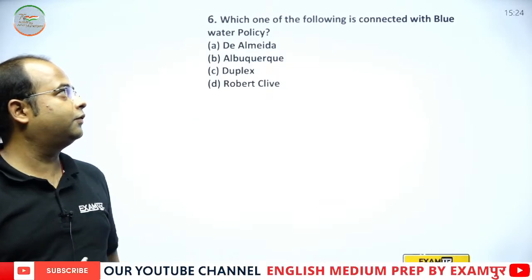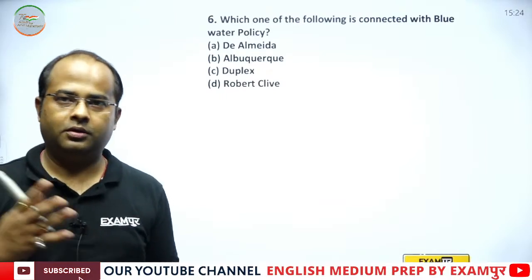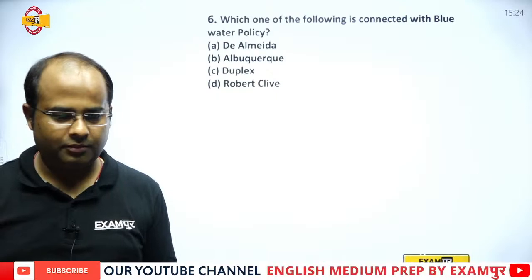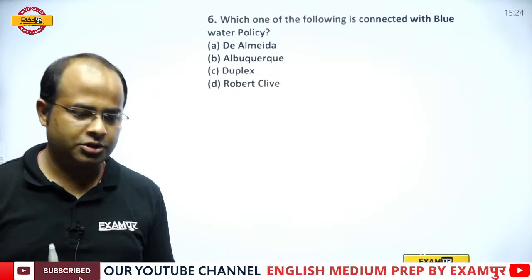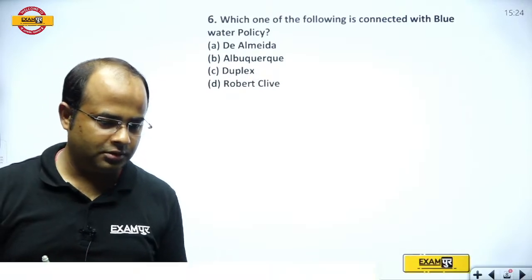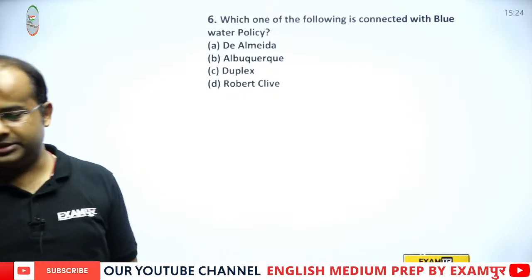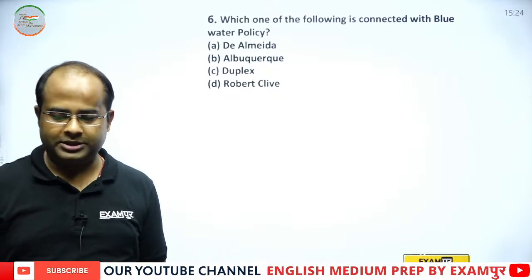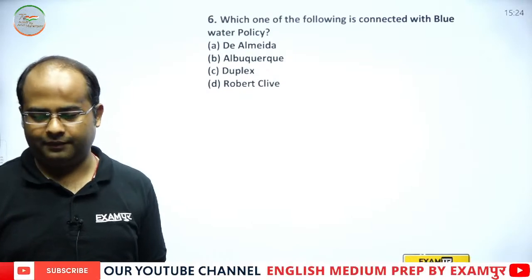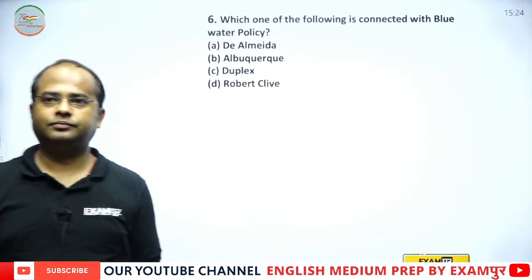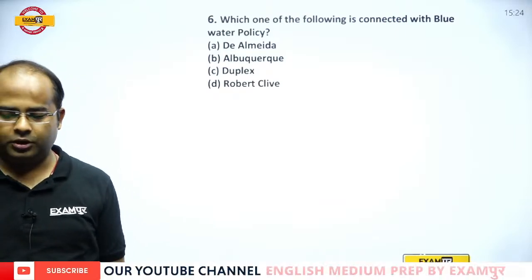Now, which of the following is connected with the blue water policy? So out of these 4, not all are Portuguese governors; one is French and two are British. So out of these, who is connected with the blue water policy? Almeida, Albuquerque, Dupleix, or Robert Clive? Out of these 4, who was connected with the blue water policy?